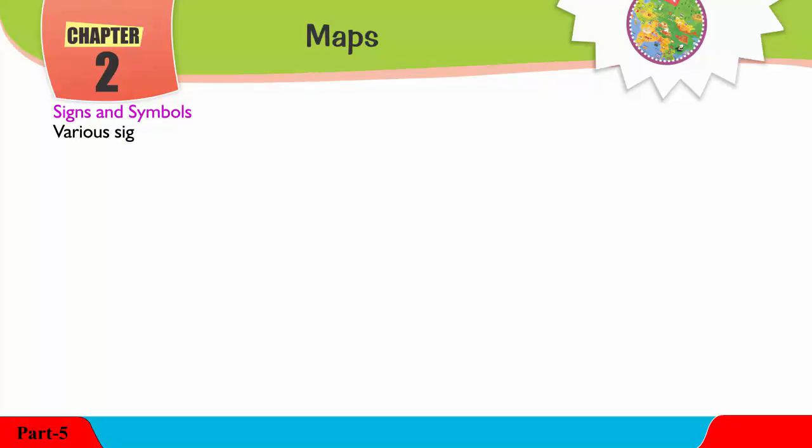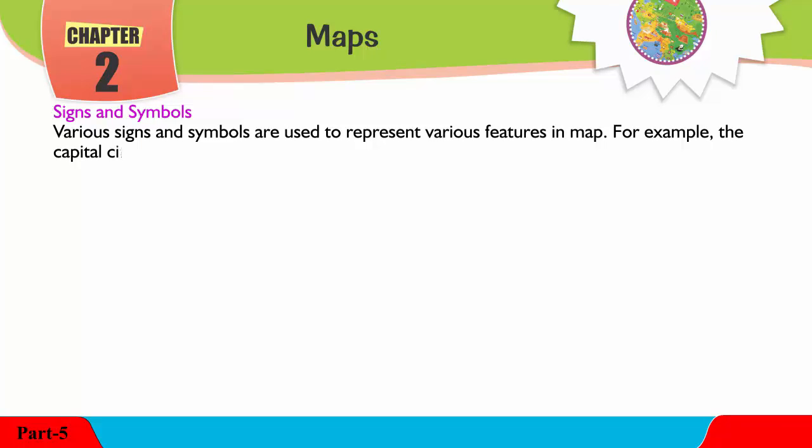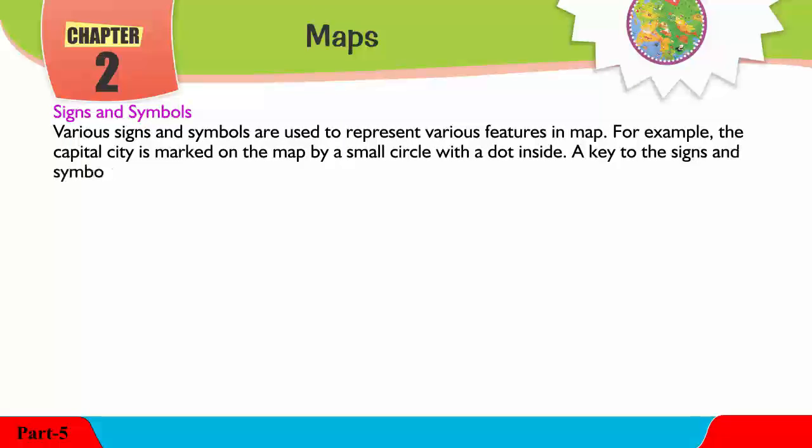Signs and symbols. Various signs and symbols are used to represent various features in a map. For example, the capital city is marked on the map by a small circle with a dot inside. A key to the signs and symbols used is given in each map.